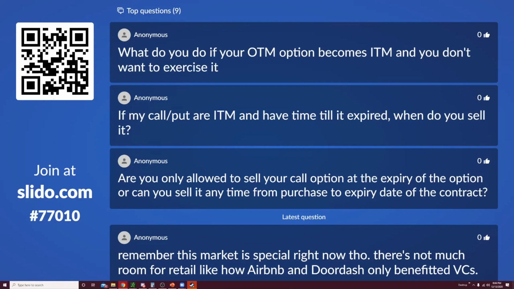What do you do if your OTM option becomes in the money and you don't want to exercise it? You can sell it back to the market. In fact, that's what I always suggest. There are very few scenarios where you should be exercising your option at all.